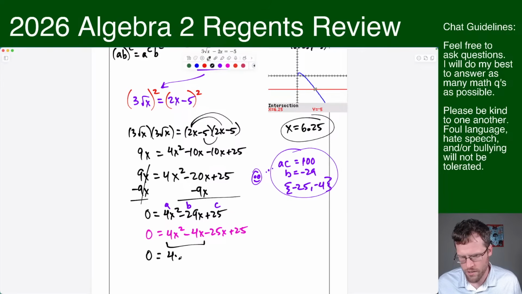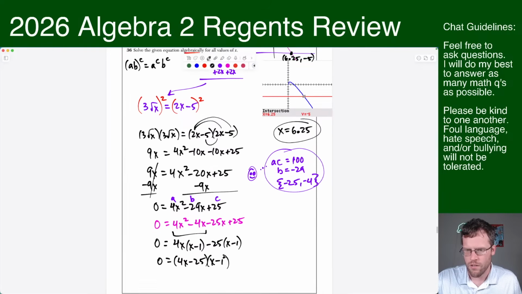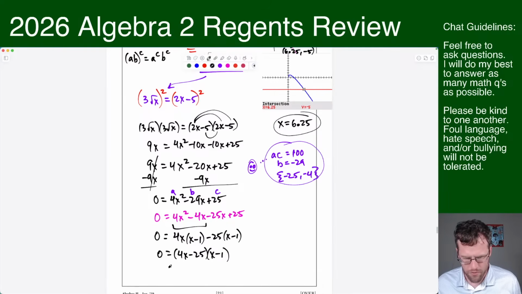So I take out a 4x, and I've got x minus 1. Take out a minus 25, I got x minus 1. And now this is 4x minus 25 times x minus 1. And now find the roots. So 4x minus 25 equals 0 when x equals 25 over 4, which is the same thing as 6.25. And then this one gives us a root. x minus 1 equals 0 is true when x equals 1.